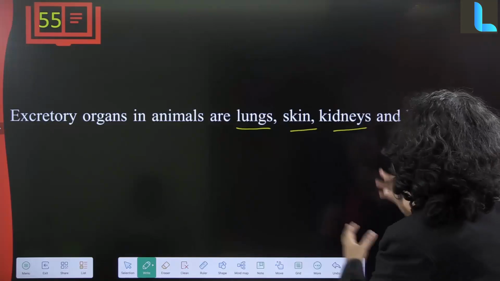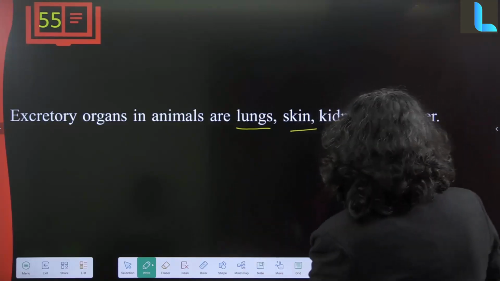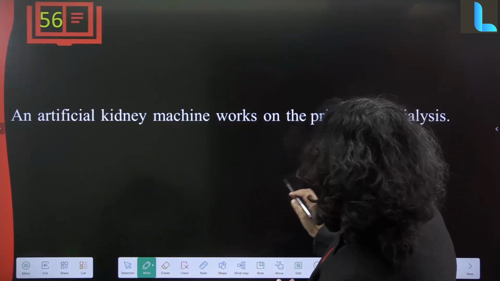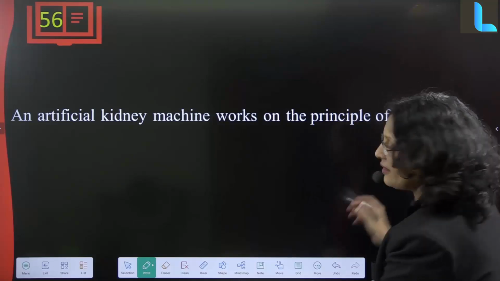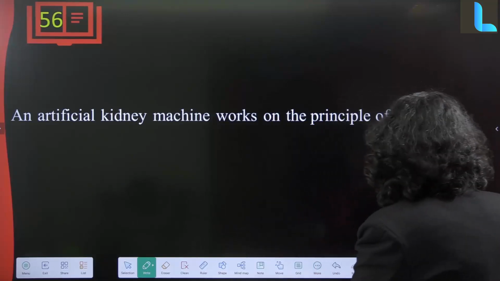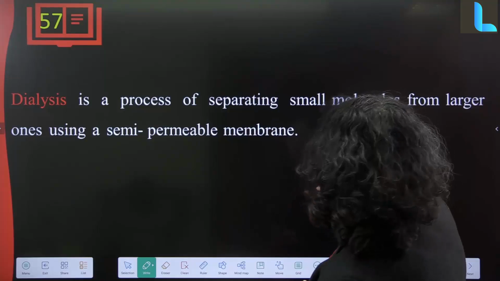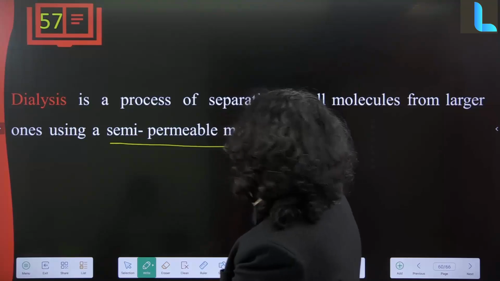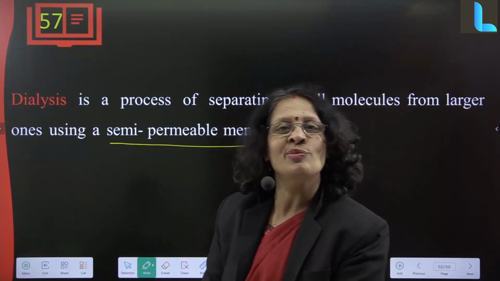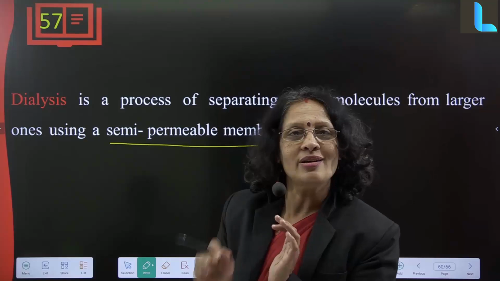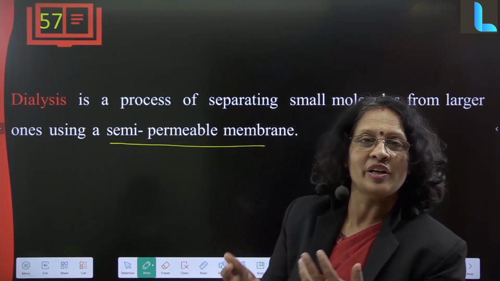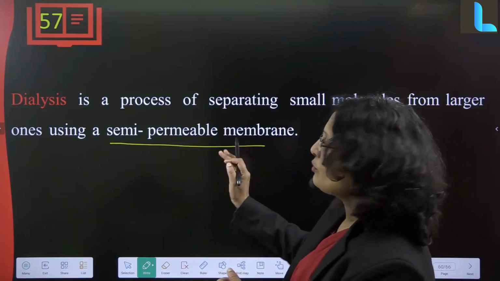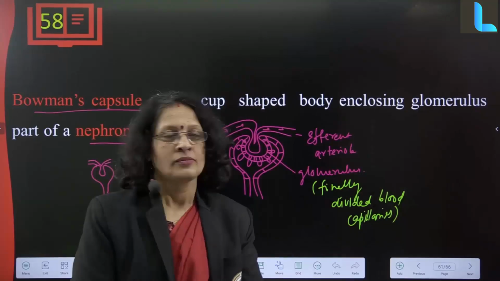Similarly, kidneys are used for filtration of blood, and useful and non-useful substances will be separated. The artificial kidney machine works on the principle of dialysis. That machine is called a dialyzer. Dialysis is a process of separating small molecules from larger ones using a semi-permeable membrane. Naturally, the kidney's membrane is a semi-permeable membrane. When the kidney doesn't function, that membrane doesn't work properly, and that is why filtration is not happening successfully. So they have to take the help of a dialyzer.